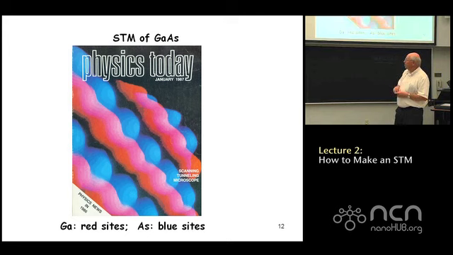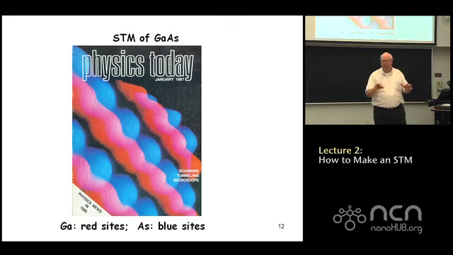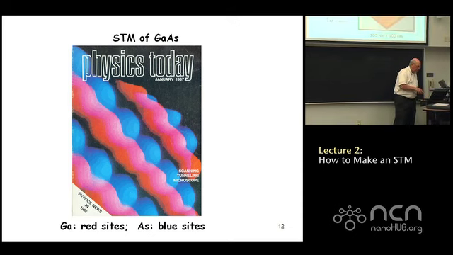So in this picture, which appeared in Physics Today back in '87, the gallium atoms are painted red, the arsenic atoms are painted blue. And this was kind of the first image that showed people that, oh, you can actually do chemical identification with this microscope on an atom by atom basis. So this was, again, a big breakthrough, right, in this business, right?